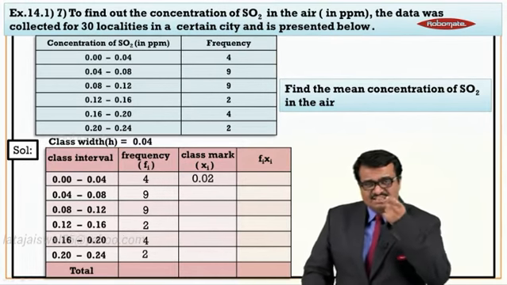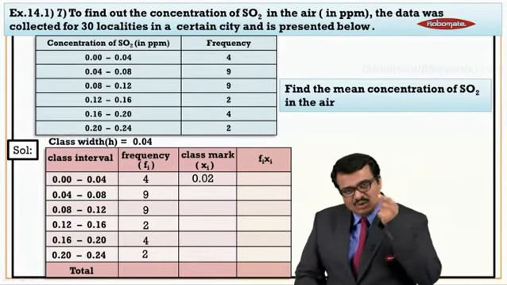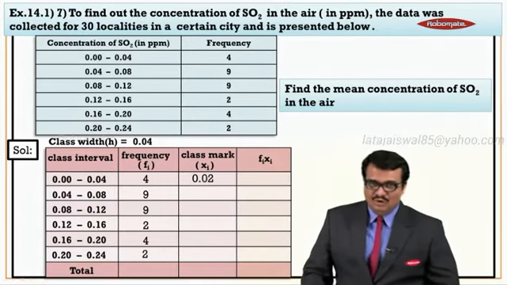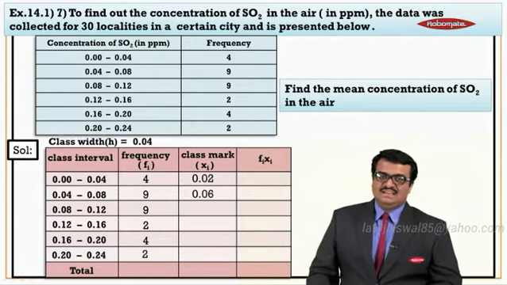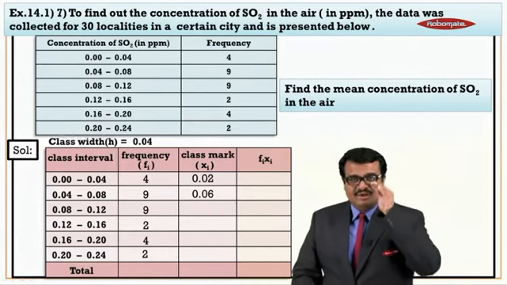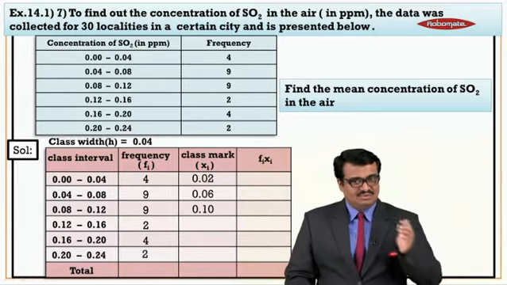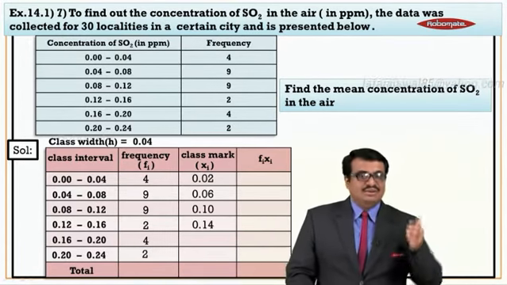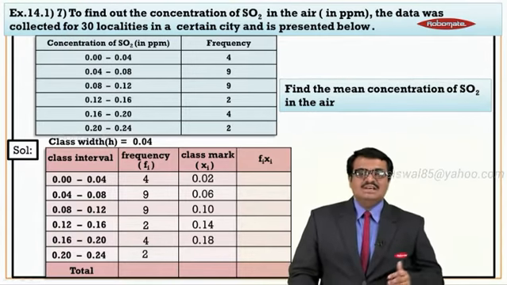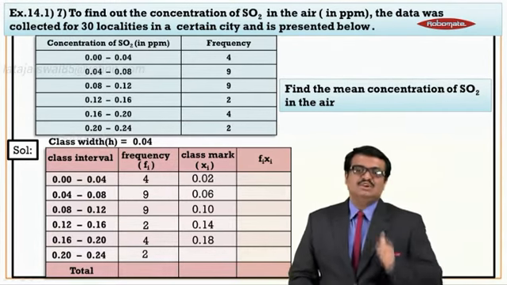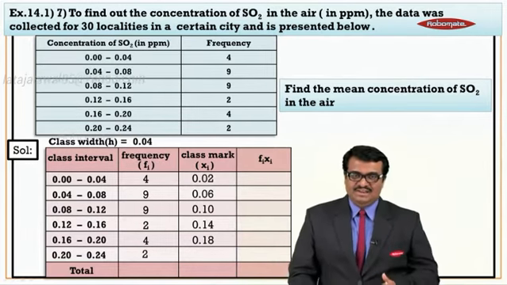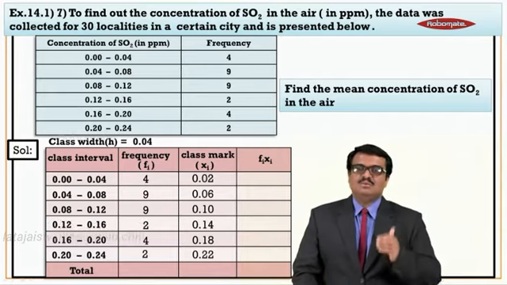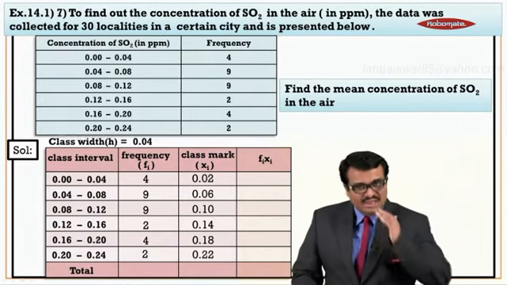After finding the first class mark, you just go on adding the class width, you will go on getting the next one. So 0.02 plus 0.04 gives you 0.06, the next one. 0.06 plus the width 0.04 gives you 0.10. 0.10 plus 0.04 gives you 0.14. 0.14 plus 0.04 gives you 0.18. 0.18 plus 0.04 gives you 0.22. Now class marks are ready.